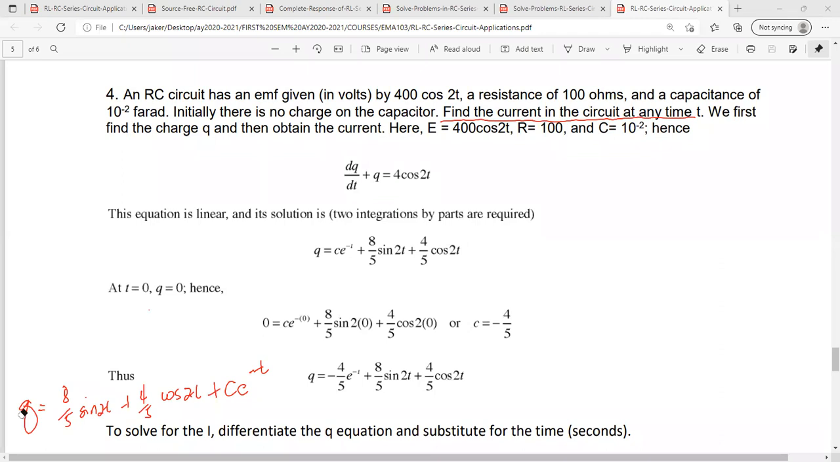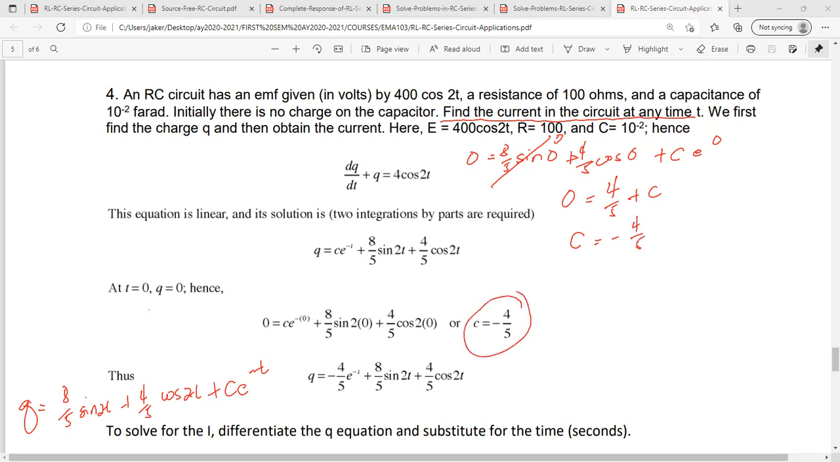This Q is 0 at time equal to 0. So to determine the value of the C, you substitute that condition. So you have 0 equal to 8 over 5 times the sine of 0, plus 4 over 5 times the cosine of 0, plus C e raised to 0. The sine of 0 is 0, but the cosine of 0 is 1. So you'll have 0 equal to 4 over 5 plus C. That tells you that C is actually negative 4/5.